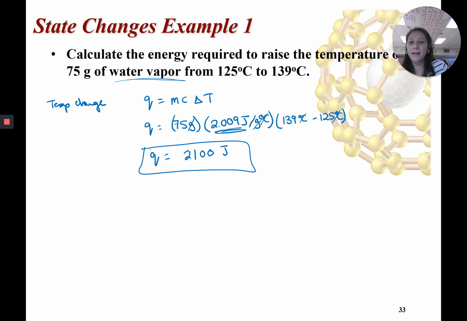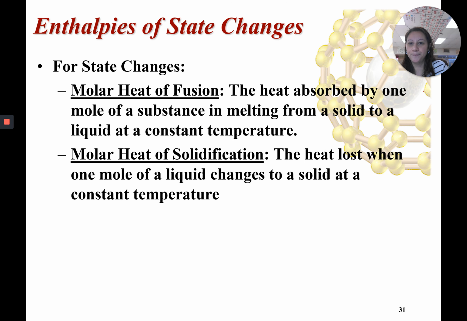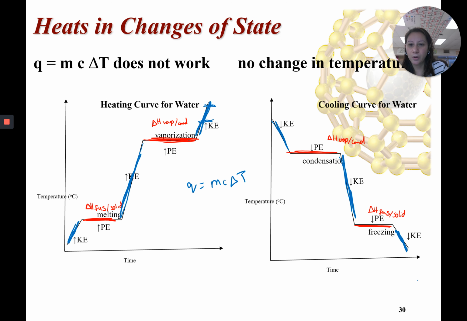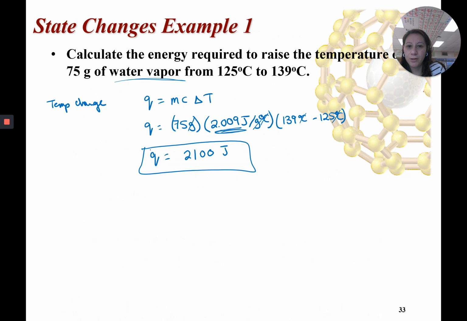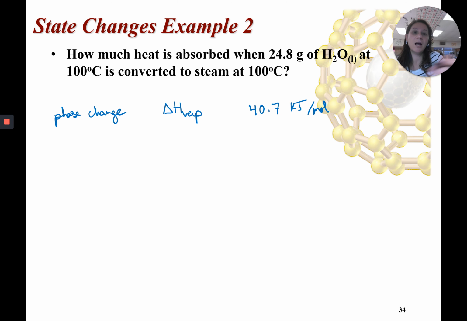So let's look back at our heating and cooling curve here. We are vaporizing, so we are starting here and we're ending right there. So that is a one-step problem. So again, we're going to use molar heat of vaporization. So how would we do that? Well, we're given 24.8 grams.